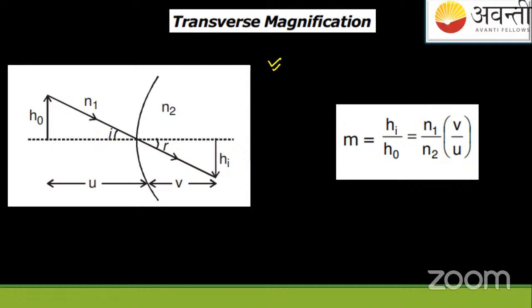Okay. So what is transverse magnification? Very simple. If in this chapter, in this topic of refracting surfaces, they give you the height of the object and the image height also, and they ask you to find the magnification, use this formula. It's simple: n1 into v by u, with proper signs and conventions.